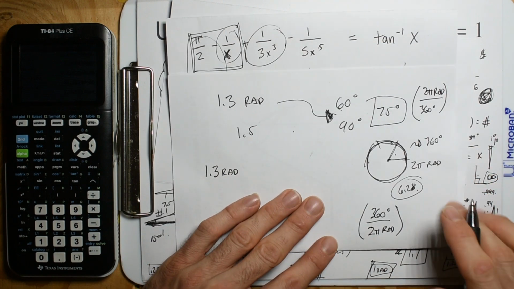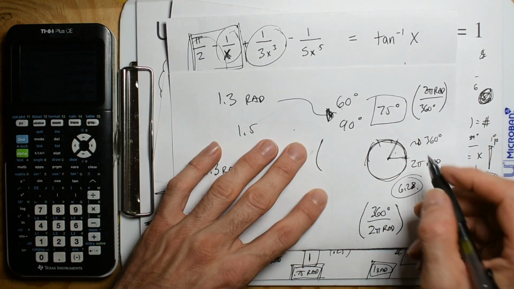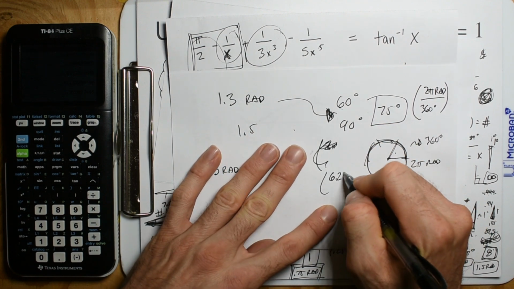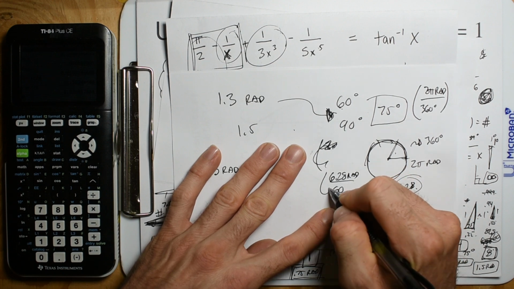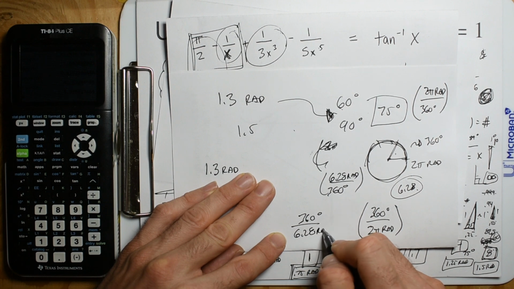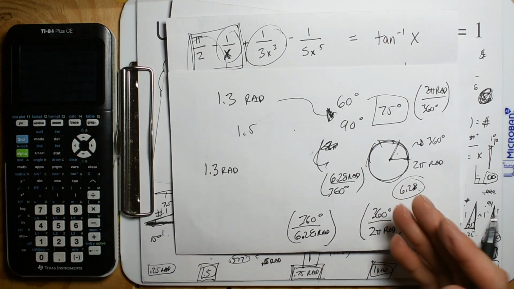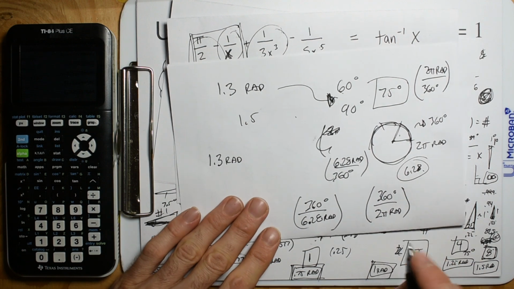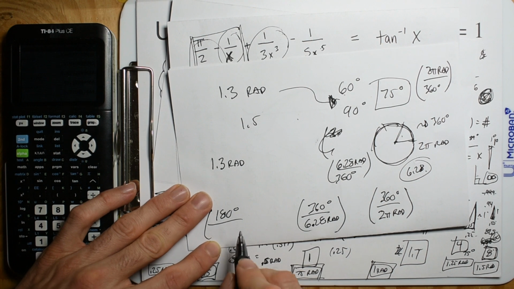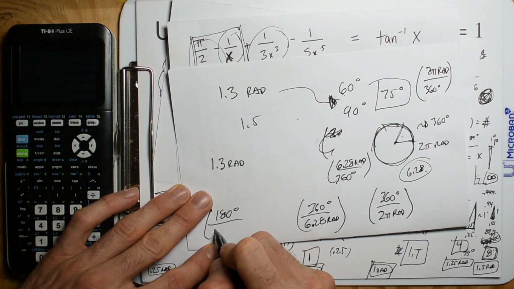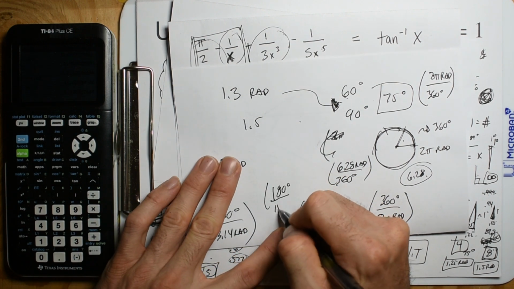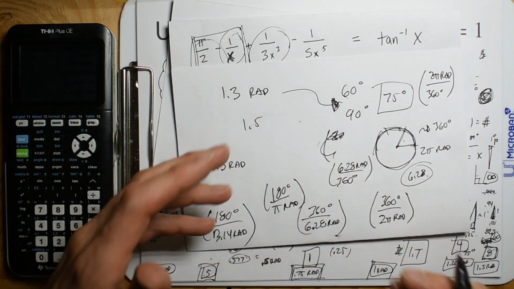You could write this 4 or 5 ways just to get used to it. You could also write it as 6.28 radians divided by 360 degrees, or 360 degrees divided by 6.28 radians, just so you can see the numbers involved. You could also write it as 180 degrees divided by 3.14 radians, or 180 degrees divided by pi radians, and then flip those two around.